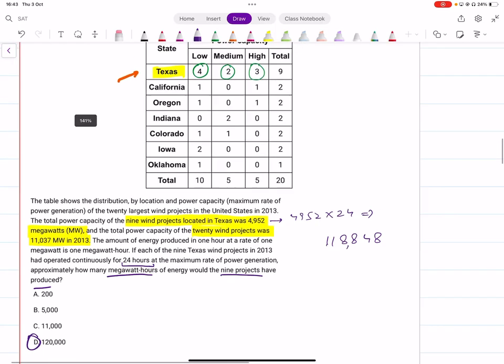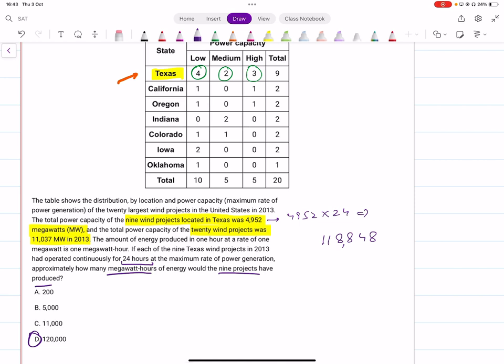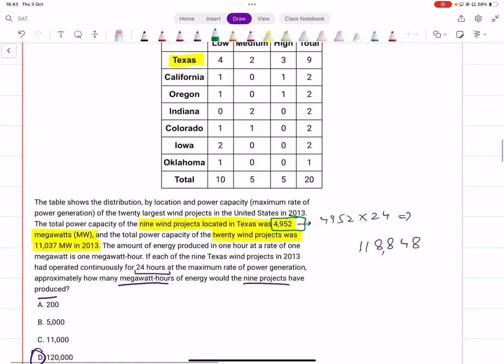So that table is irrelevant. They just gave that to confuse you because they've not even defined what low, medium, and high mean. They've given this information in the question itself. This is the total power capacity, and that's running for 24 hours. Just multiply those two numbers and you get the result. Okay, so that's a lot of extra information.